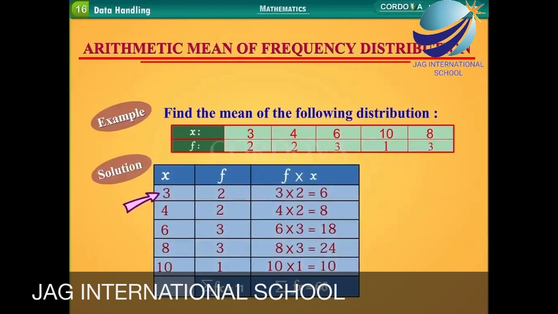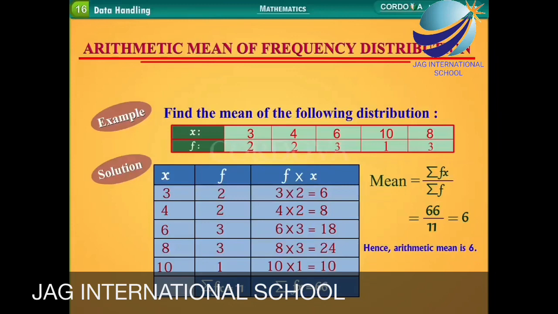3, 2. 3 into 2 is equal to 6. 4, 2. 4 into 2 is equal to 8. 6, 3. 6 into 3 is equal to 18. 8, 3. 8 into 3 is equal to 24. 10, 1. 10 into 1 is equal to 10. Mean is equal to sigma fx upon sigma f, which is equal to 66 upon 11, which is equal to 6. Hence, arithmetic mean is 6.